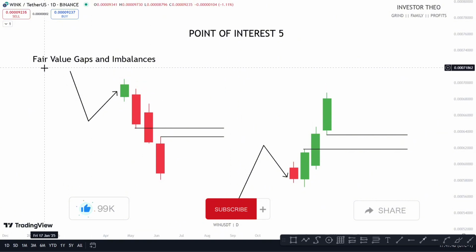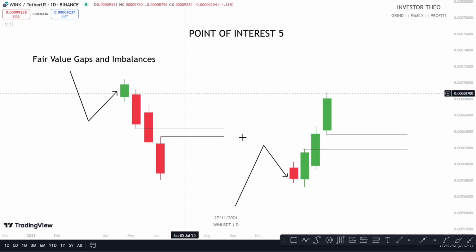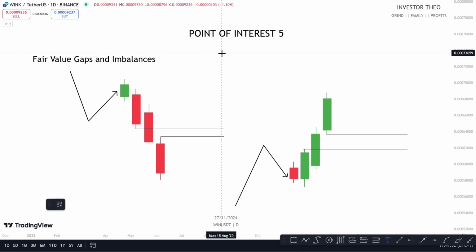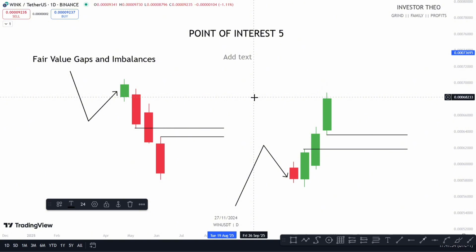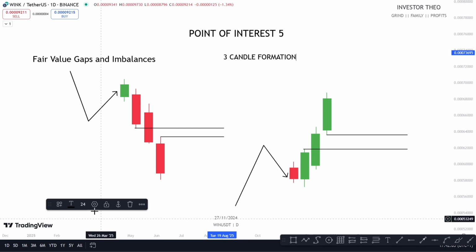So this is fair value gaps and imbalances. Now, what should come to your mind when you hear about fair value gaps? So let me use this text one right here. What should come to your mind when you hear about fair value gaps? You should just know that it's a three candle formation. All right, this is the first thing that should come to your mind. It's a three candle formation. I'm not talking about fair value gaps without observing that it's a three candle formation.